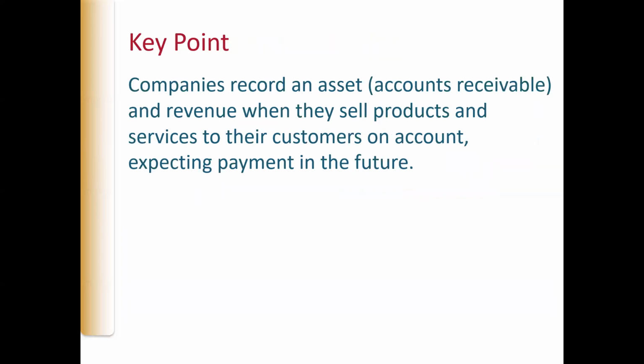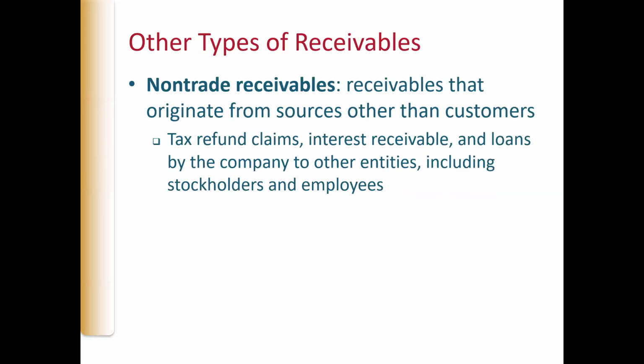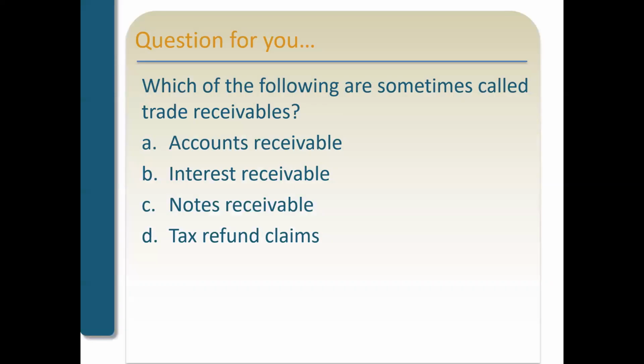Remember, when this transaction occurs, we record an asset called accounts receivable and we credit revenue when a company sells products or services to their customers on account, planning they're going to get money in the future. There are other types of non-trade receivables, like tax refund claims. We already have talked about interest receivable, loans receivable, like a note receivable. So there's all kinds of different receivables, but we're really going to focus on sales receivables today.